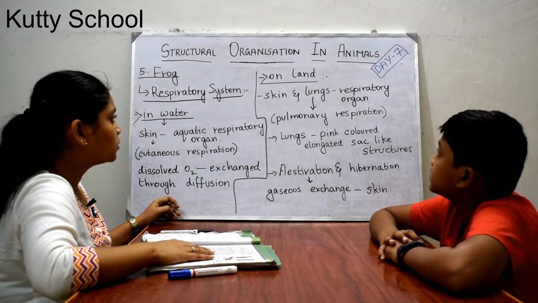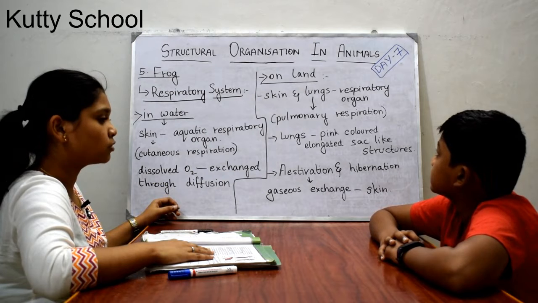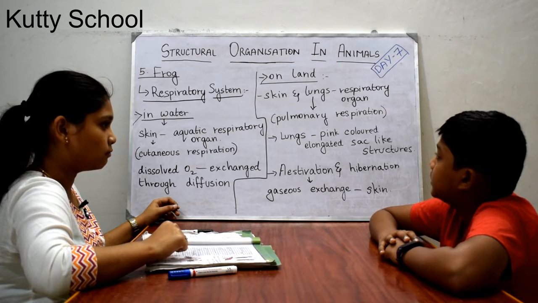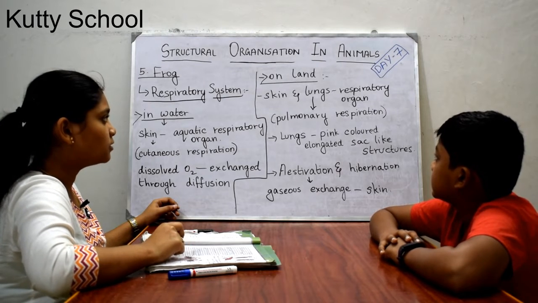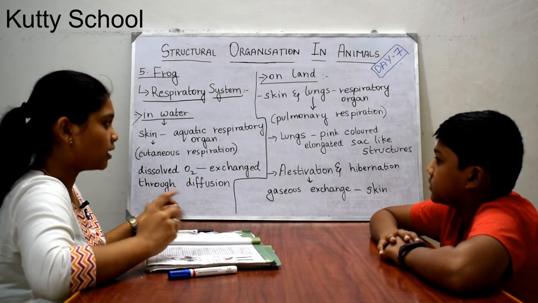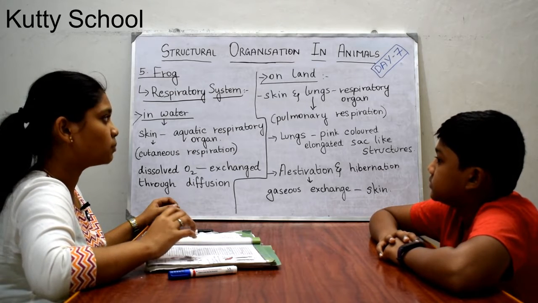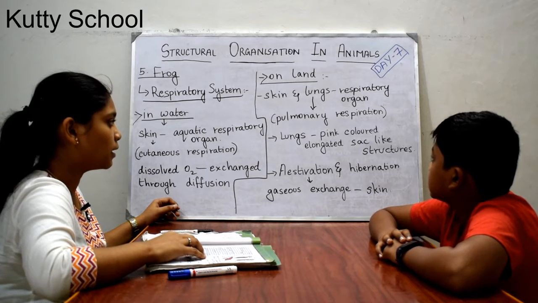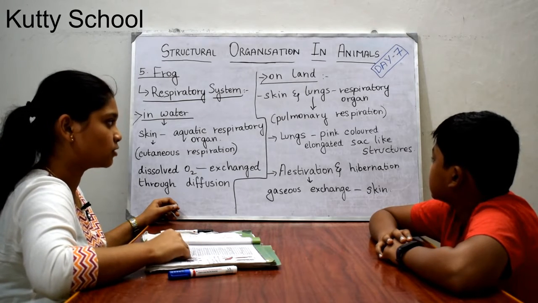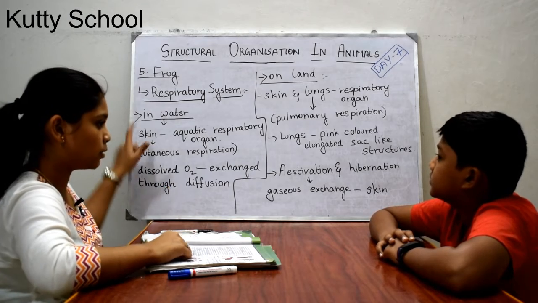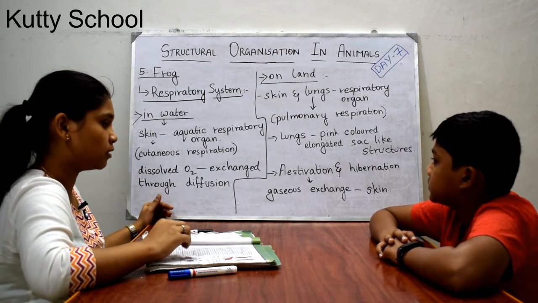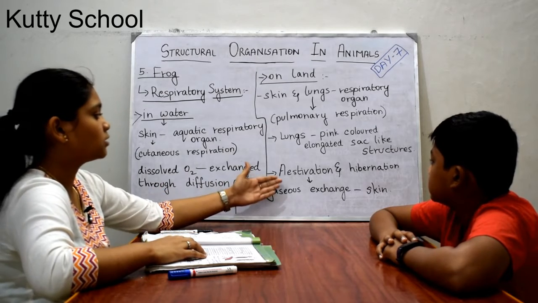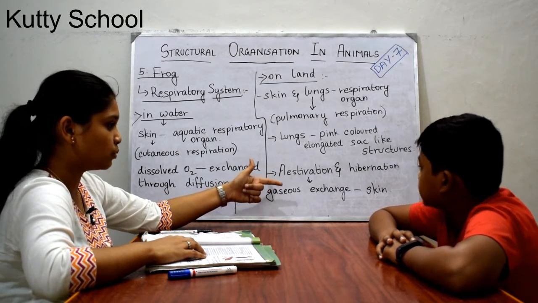When these frogs are on land, the skin and lungs both act as respiratory organs. When the lungs act as the respiratory organ, it is known as pulmonary respiration. Lungs in frogs are pink-colored, elongated, sac-like structures. As we saw in our diagram, the lungs are present above the thorax. Aestivation is summer sleep and hibernation is winter sleep.